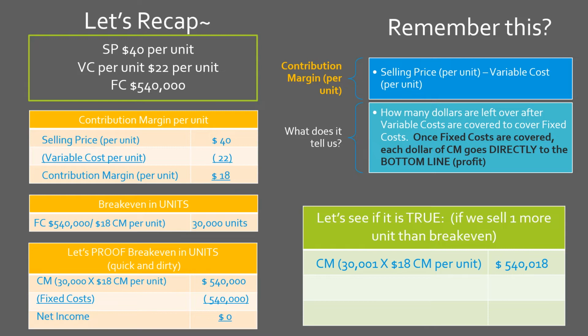$540,018. Now remember, fixed costs are constant in total. So even though I'm going to sell one more unit, it's not going to change my fixed costs. Fixed costs are constant in total. So my fixed cost would be $540,000, and this would leave us net income of $18. So remember, once we get past break even, my net income should equal the number of units I've sold past break even times the contribution margin per unit.